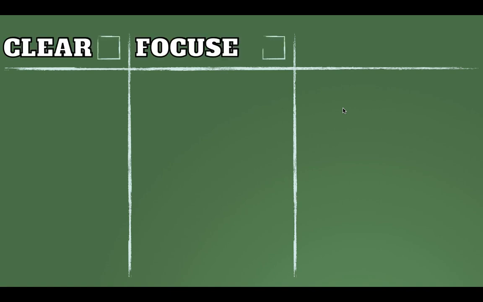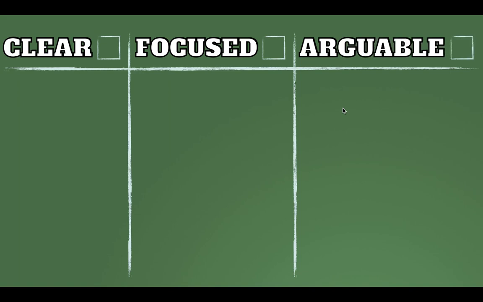Now, there's certain criteria that we have to meet when making our research question. It has to be clear, focused, and arguable. But what does this mean? In order for it to be clear, it has to allow the reader to understand the nature of your research.